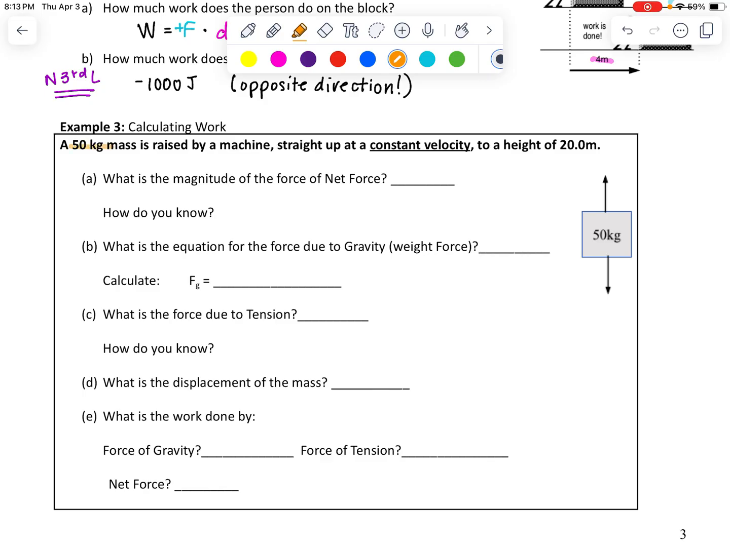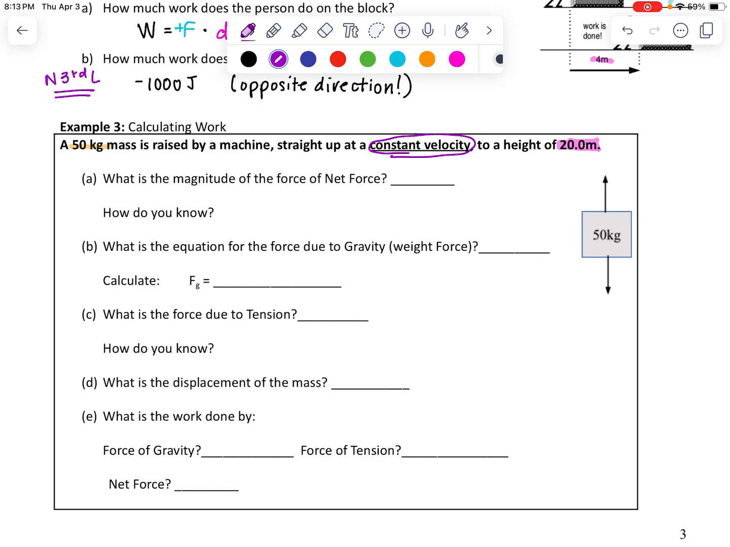Straight up at a constant velocity, that's a good thing to note. I am just gonna circle that to a height of 20 meters. That's our displacement right there, 20 meters. Okay, all right. Let's see, what is the magnitude of the net force?